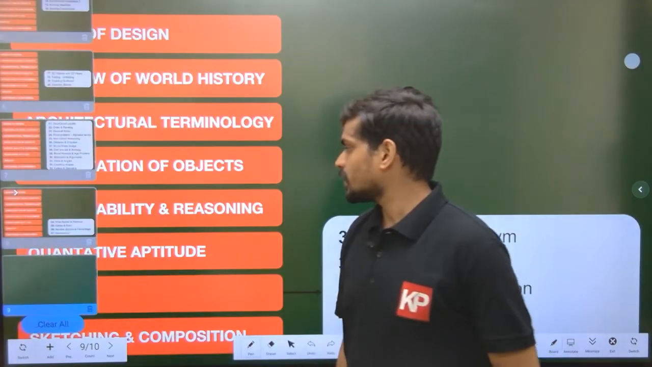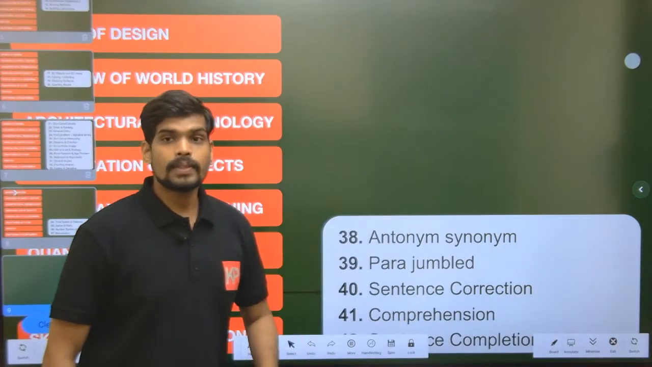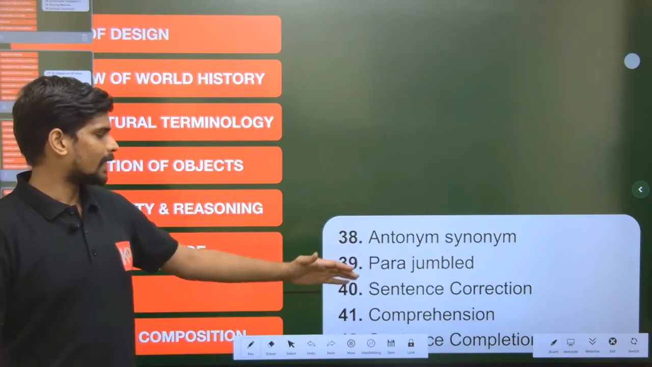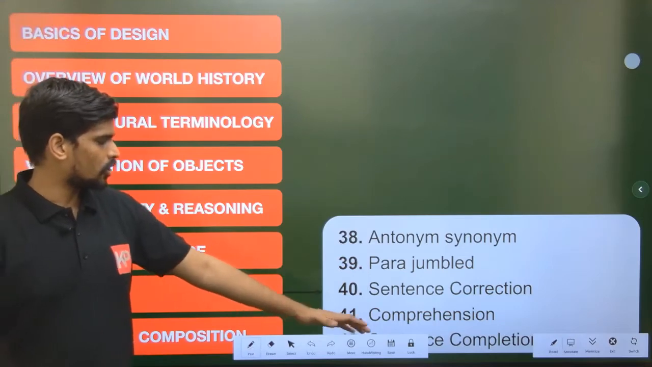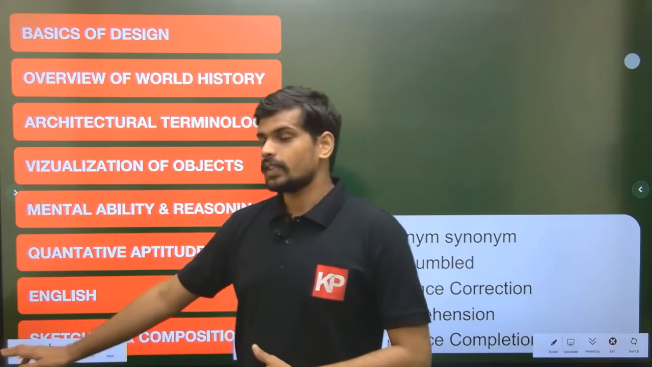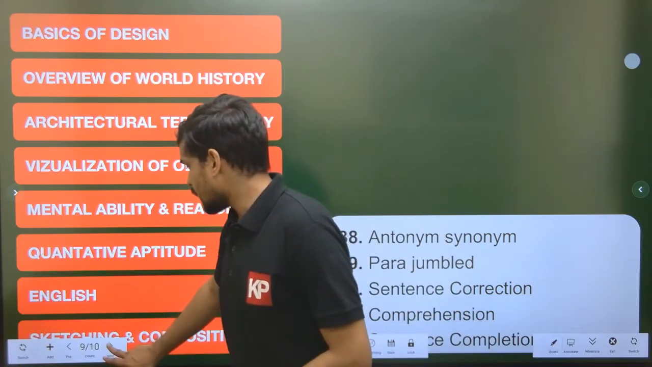Then you have module number 7, which is English. Under module number 7, we will do it in 5 classes: antonyms, synonyms, jumbled paragraph, sentence correction, comprehension, and also sentence completion. So these 5 days we will cover the module number 7, that is English.